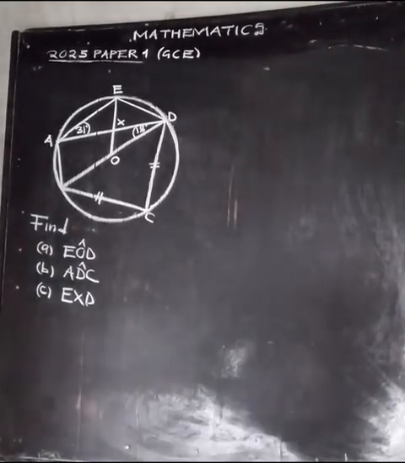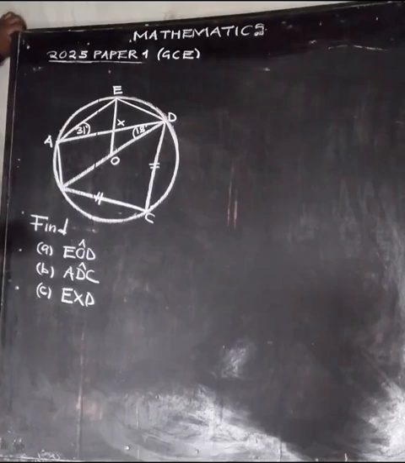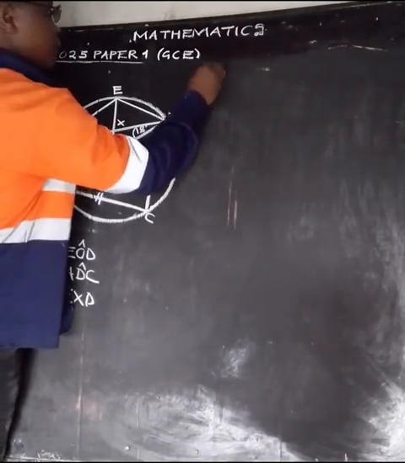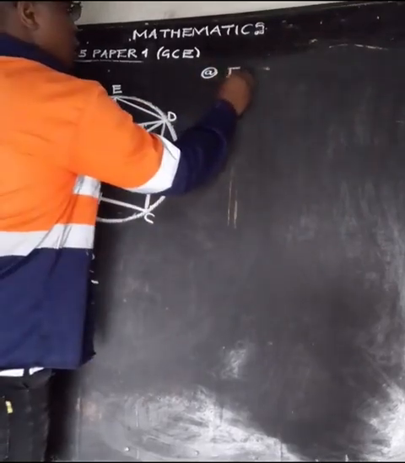Okay, so guys, let's look at this question coming from circle theorem. We are taught to find three angles. The first one is EOD, the second one is AGC, and the third one is EHD. The first one, question A, they want us to find angle EOD.